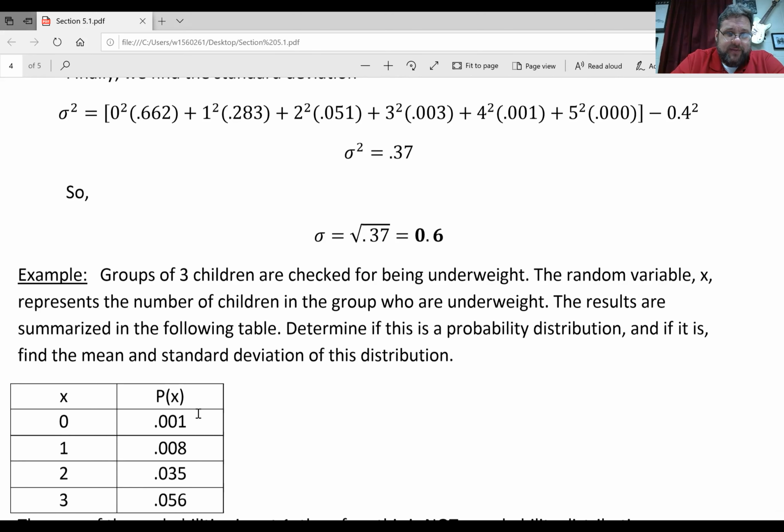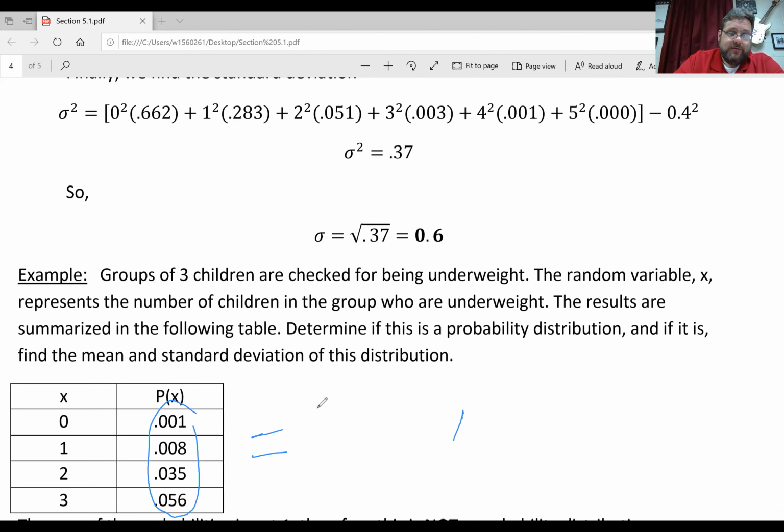Because if we take these 4 values right there, I'm sorry, let's run it up a little bit. No, that's it. So it's 4. Take those 4 and we add them up. That's 0.91. This equals 0.1. Not 1. 1 is what we wanted it to be.